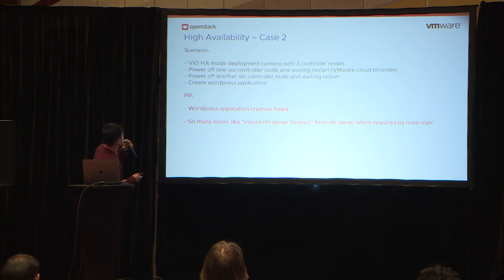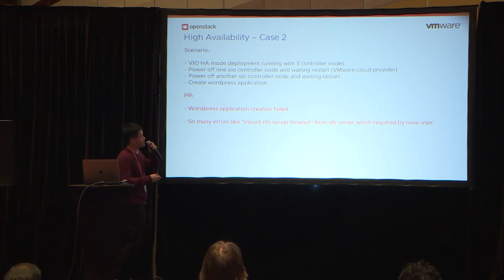Here is case 2. Also, VL is running under HA mode. We have 3 controller nodes. Then we powered off one of the controller nodes, and it should be auto-restarted by our cloud provider. Then we did it again: another controller node powered off, and it was auto-restarted.